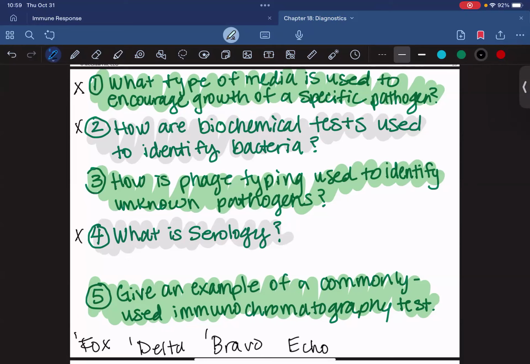All right, give an example of a commonly used immunochromatography test. That's easy. Yep. So a pregnancy test, another one that would be an obvious one would be the COVID test. And our last question is number 3, phage typing. I want general answers here. Guys, I don't expect you to explain the whole process of it.